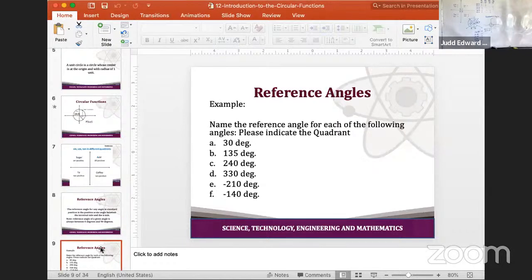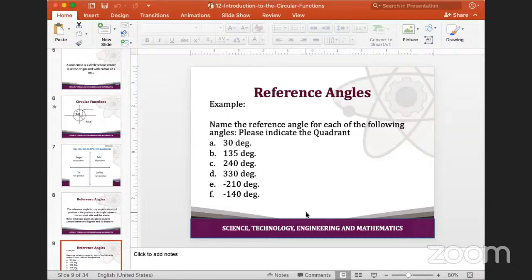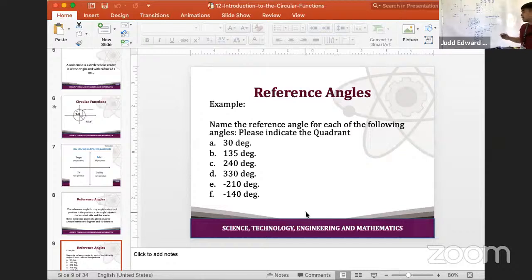Let's have an example. Okay. So, example number 1. It states here that we have letter A, 30 degrees. Anong sabi natin sa reference angle? It must be between 0 to 90. Eh, yung 30 degrees, acute angle na yan, di ba? Is 30 degrees an acute angle? Yes po. Therefore, reference angle natin for 30 degrees is just 30 degrees.